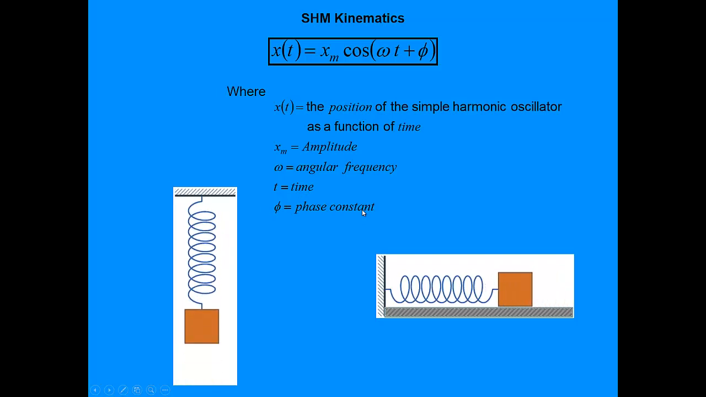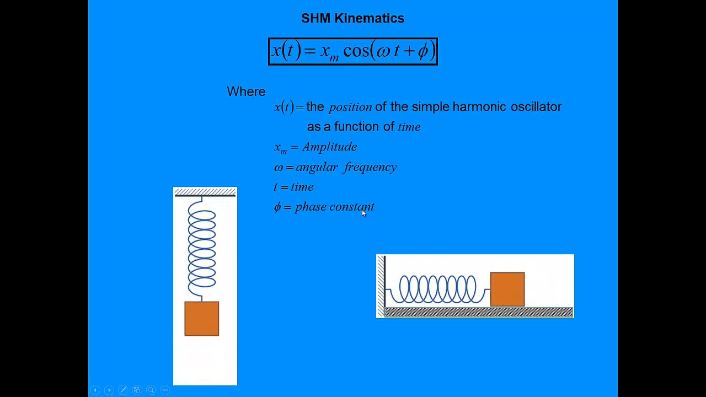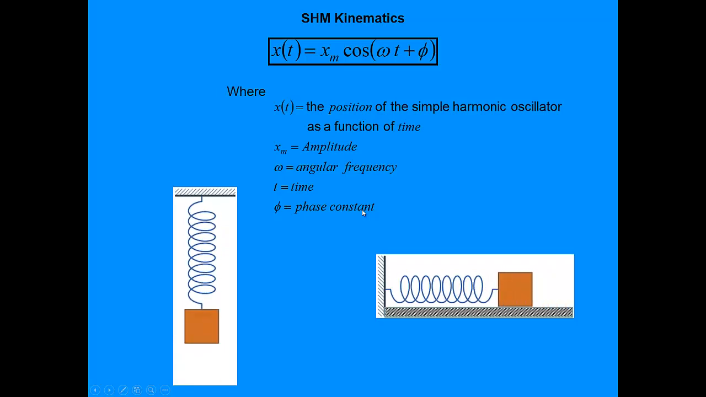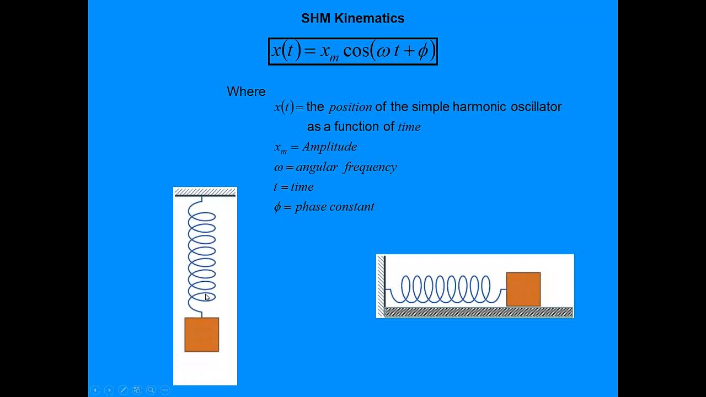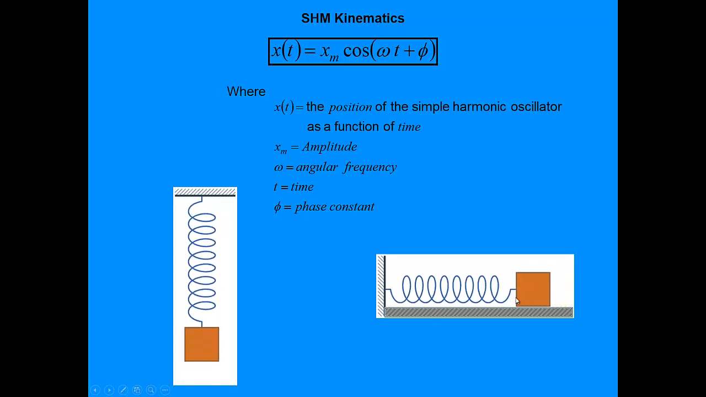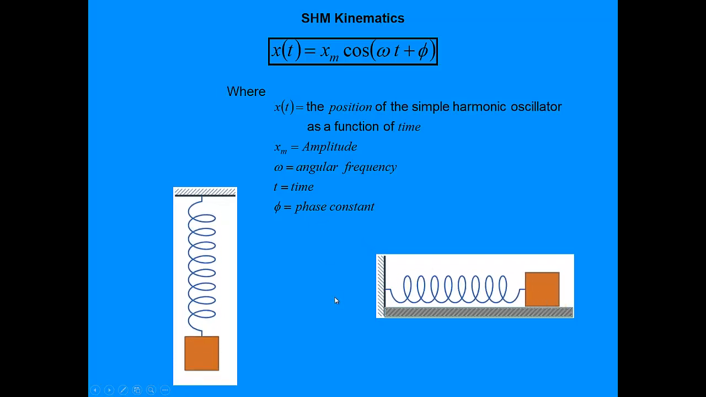This is kind of the starting position of the simple harmonic oscillator. Zero phase angle is when you are at the positive amplitude, wherever that is. So for this mass on the end of a spring, it would be when you're at the highest point. For this mass on the end of a spring, it would be when you're furthest to the right. That would be a phase angle of 0.